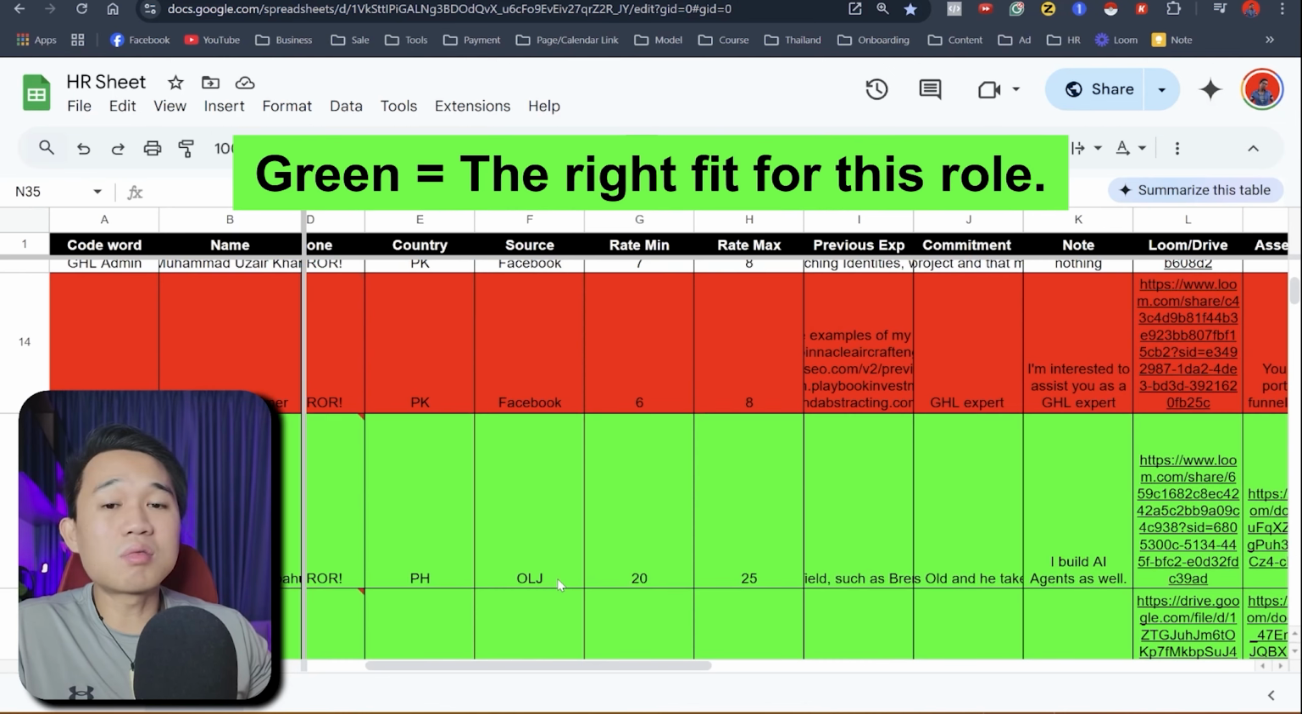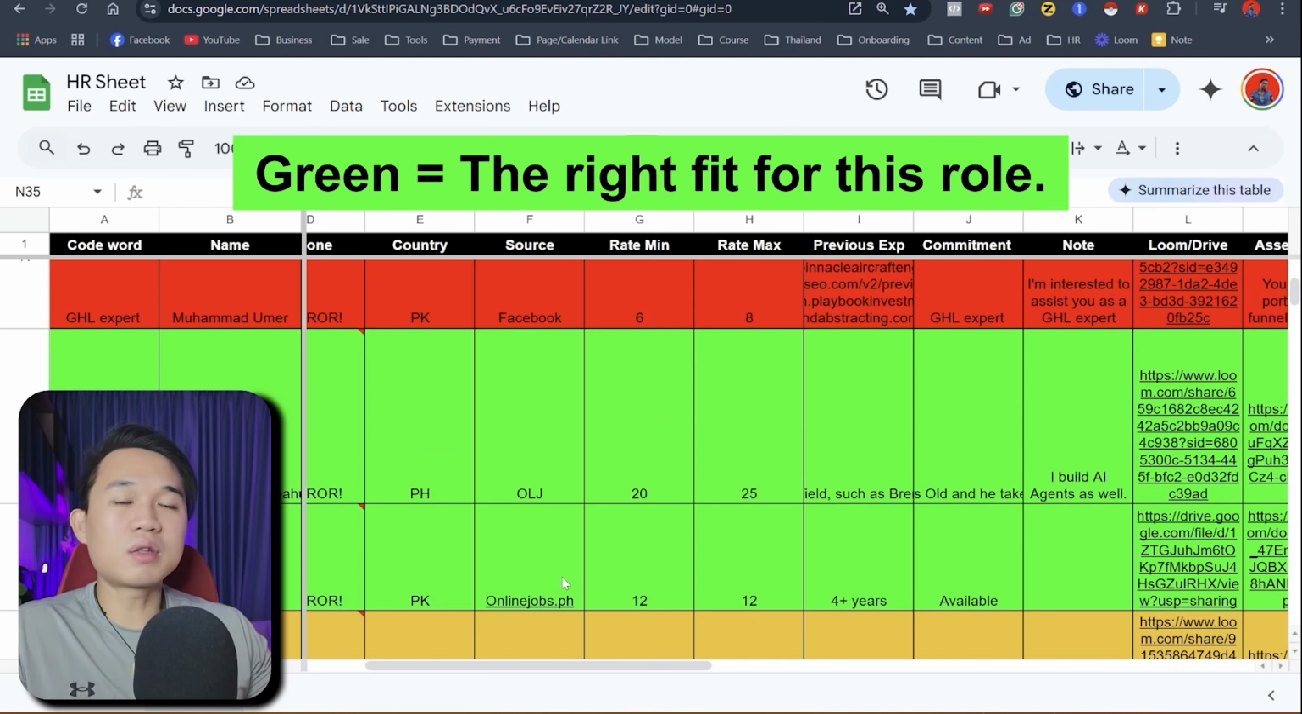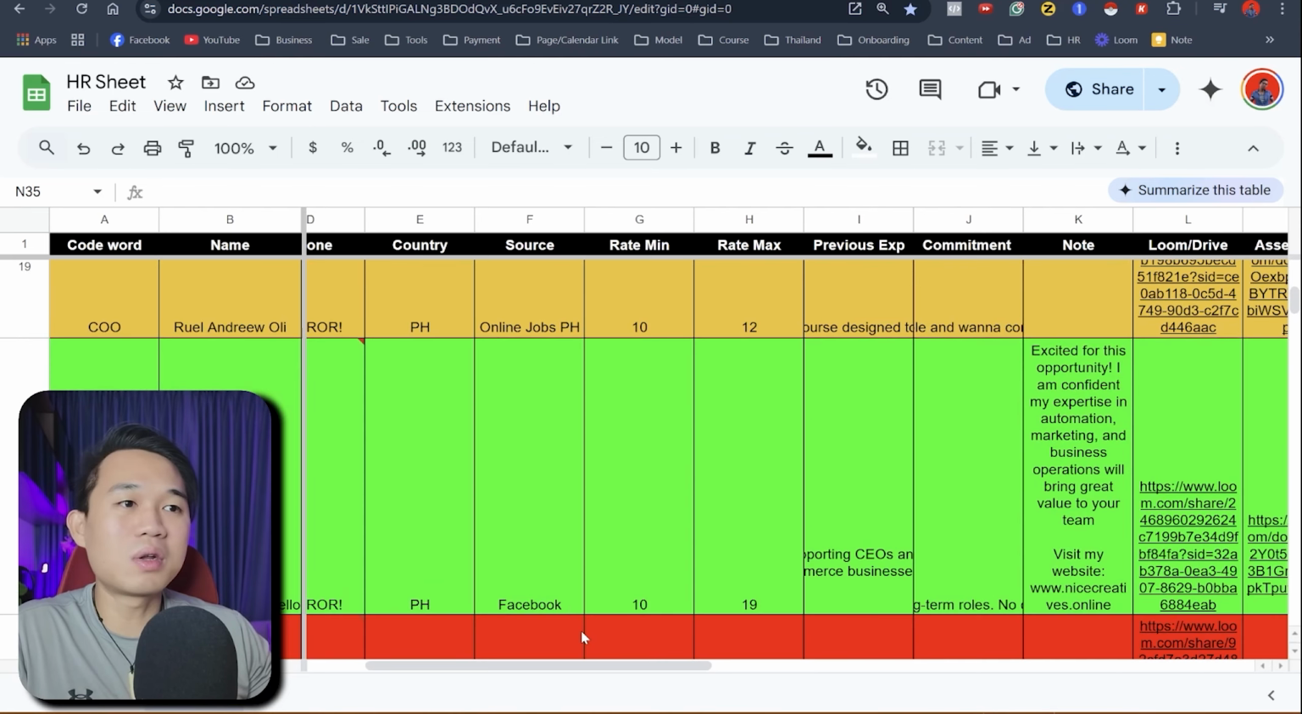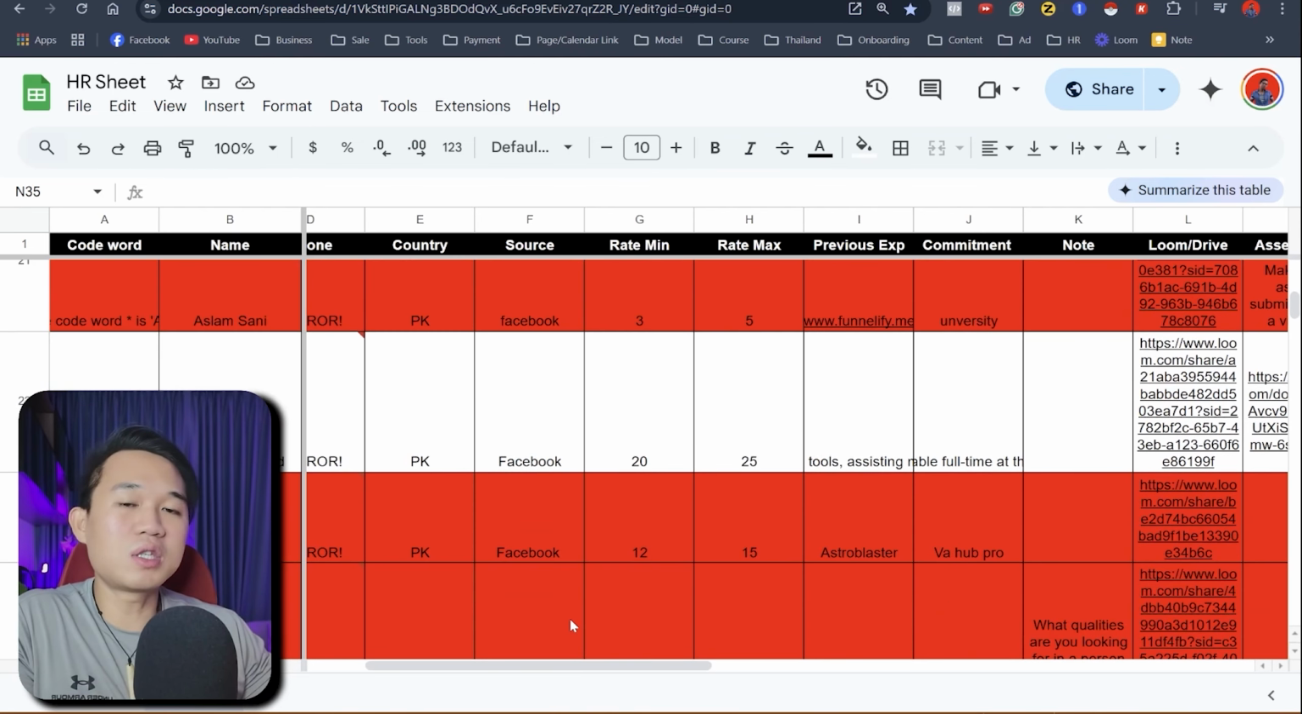And green is the right fit for this role, right? Obviously you can have your own color code and you can allocate your own meaning to it, right? So the green is the people that I'll reach out and interview. So we have so much filter in place.